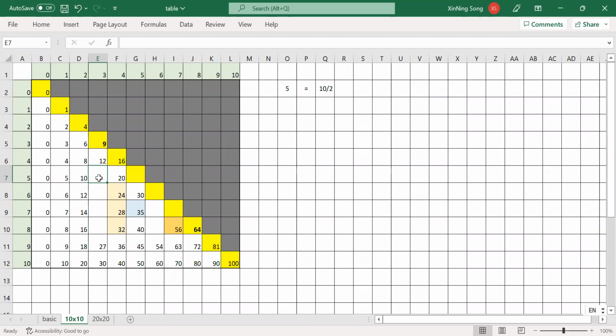3 times 5 is just 1 extra 10, right? So we take 10 plus 5, which is 15, okay? So we're gonna put 15 here. And then 3 times 6, I always cut the 6 in half. Half of 6 is 3, right? So 3 times 3 is 9.